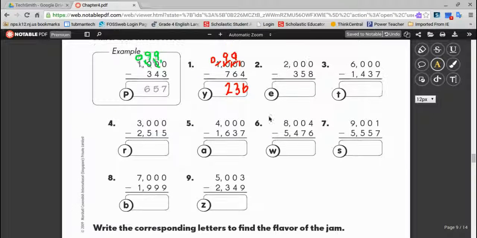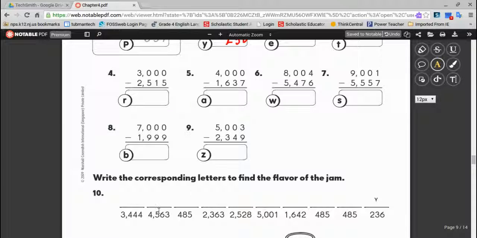Okay, so solve for the rest of these, and then write the corresponding letters using your answers. Alright, get started.